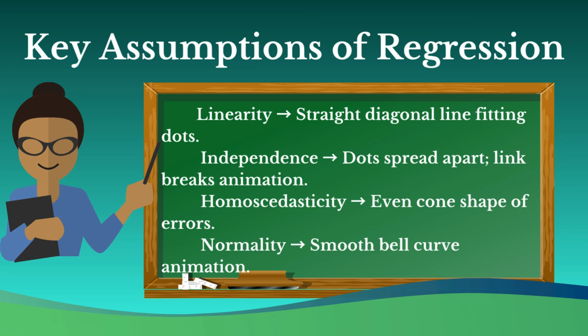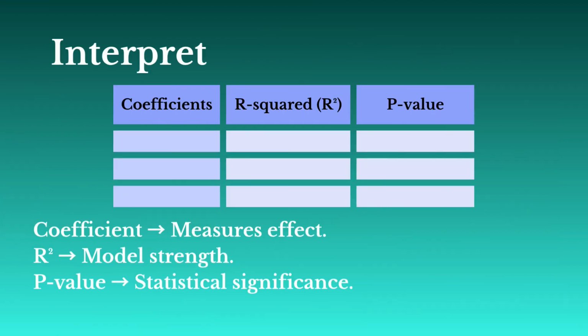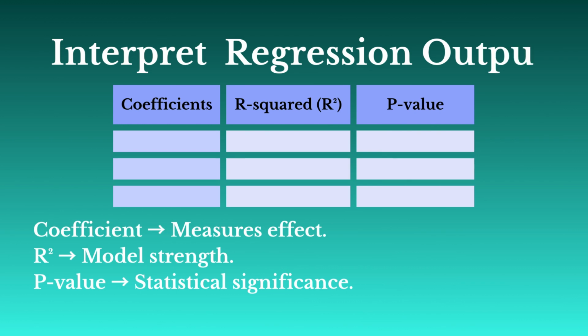Homoscedasticity. Variability in errors should be consistent across all levels of X. If error increases with X, your model might be biased. Normality. Residuals should follow normal distribution. When these assumptions are made, your model is trustworthy. When they are not, your predictions can be misleading. After validating assumptions, we can finally interpret results, the moment of truth.